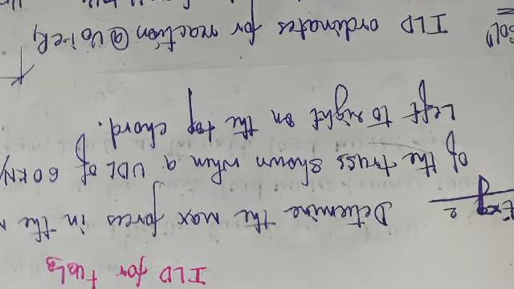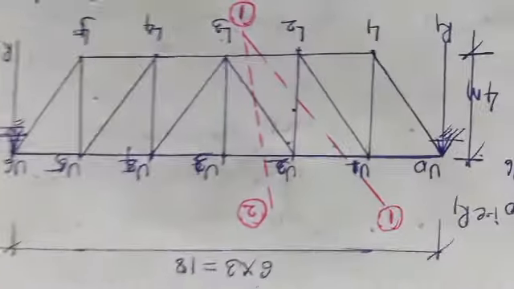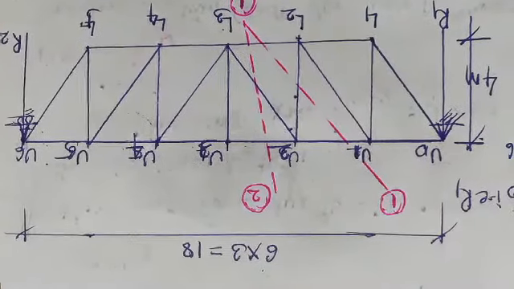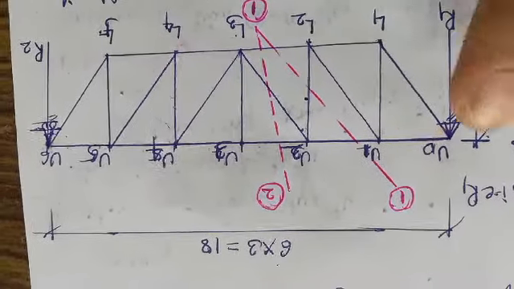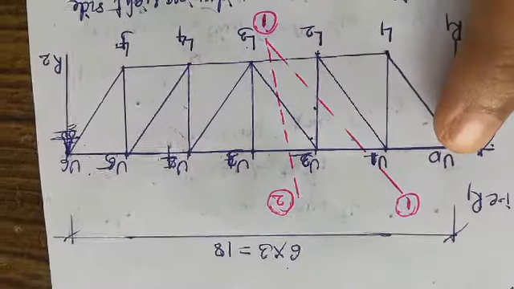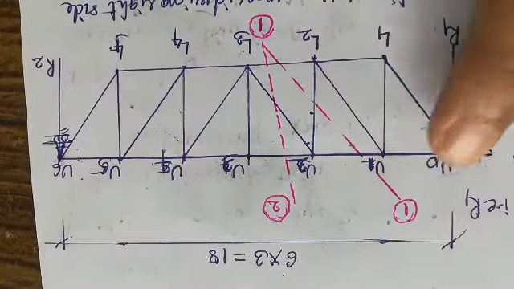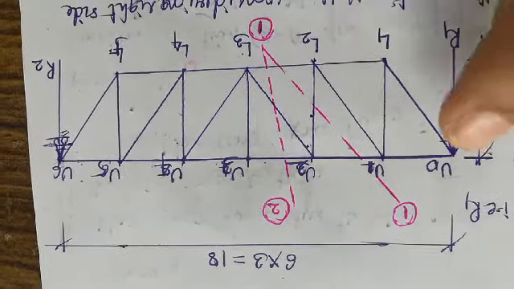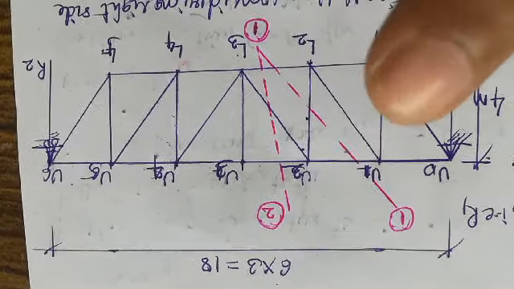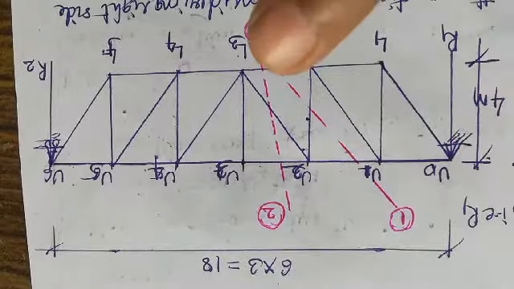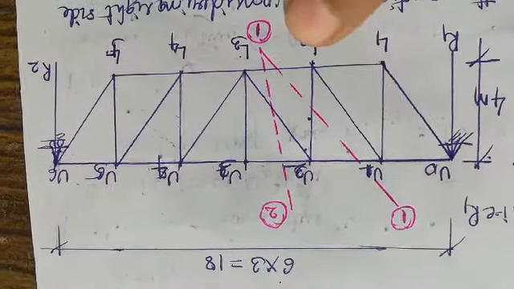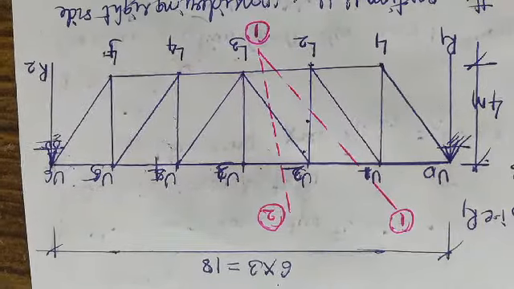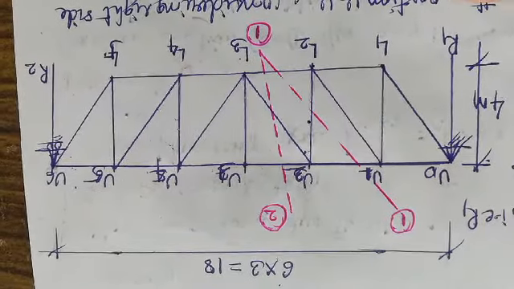Okay, so in the given problem, this is the truss that is given for analysis. Here each part, that is the length from U0 to U1, U1 to U2, U2 to U3, is 3 meters, and the whole truss is divided into 6 parts. That is why the distance is mentioned as 6 into 3.